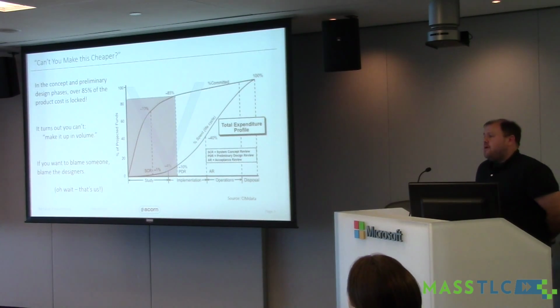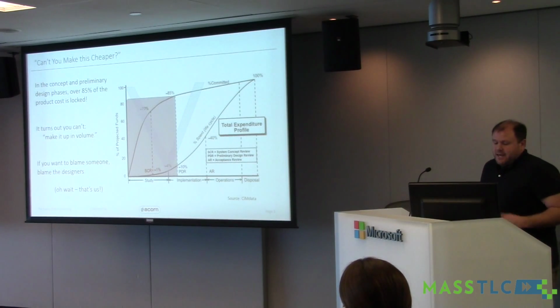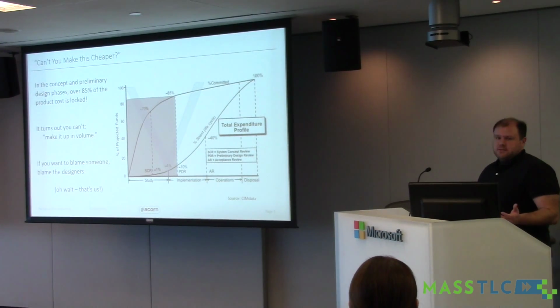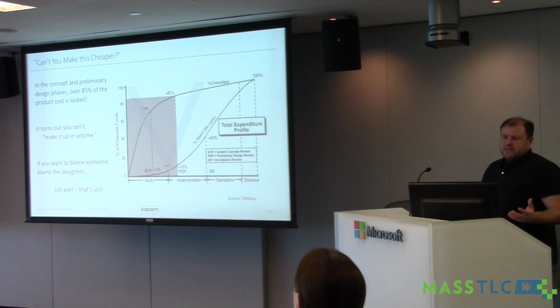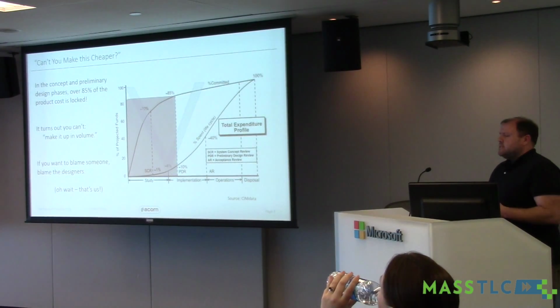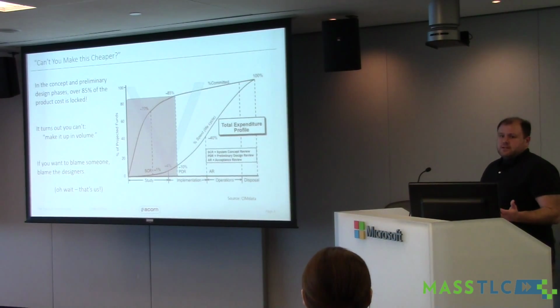And we get a lot of, "Why can't you make this cheaper?" The big piece of this is that in the concept and preliminary design phase, 85% of the cost of the product is essentially locked. When you make that initial architecture decision, that initial layout, construction, and material choices, you are really limiting what the overall cost of the product can be.